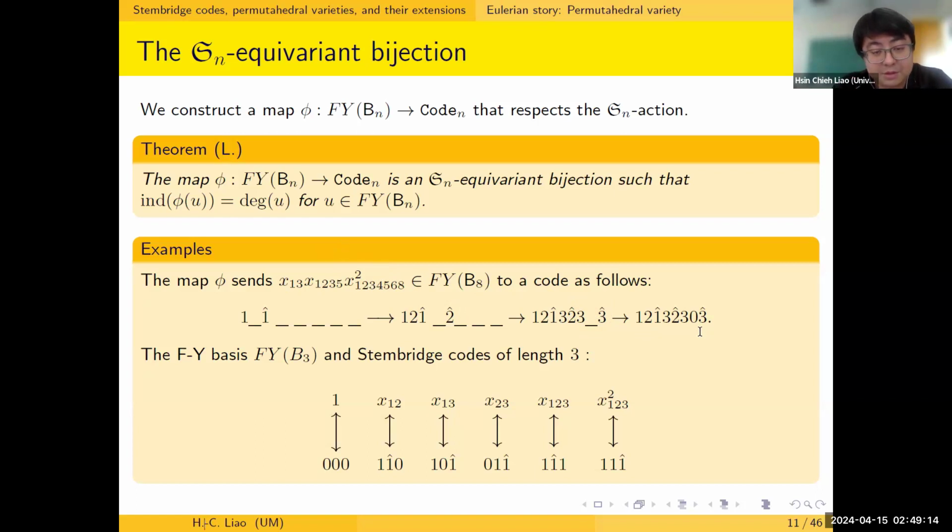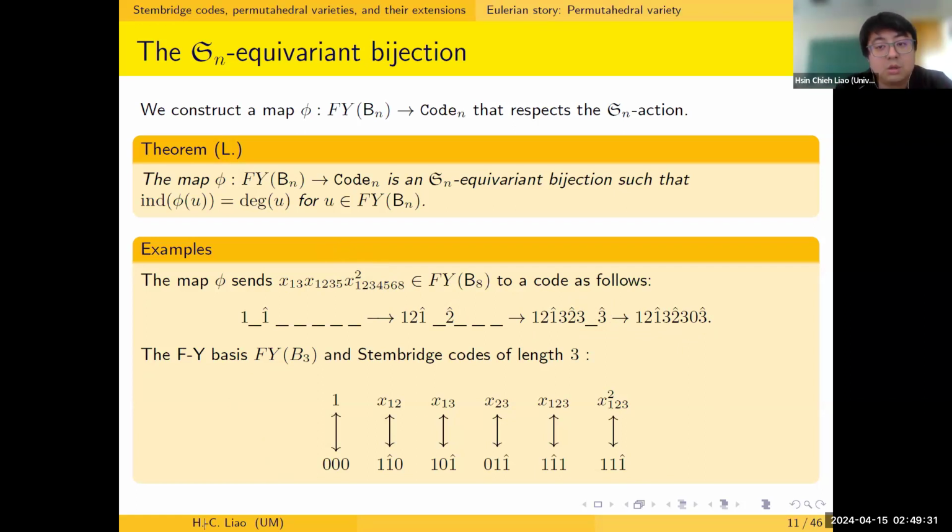So these bases have basically the same combinatorial structure as Stembridge's codes. Okay, and when n equals 3, this is how the bases and the codes correspond to each other.